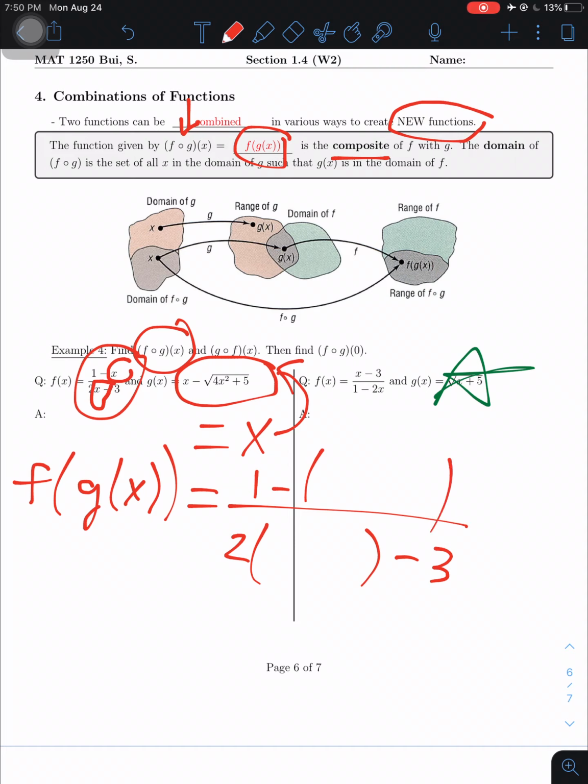Okay, so in place of X, I'm gonna write the whole G function. And G function in here is X minus square root of 4X squared. Okay, I'm running out of space. Let me get rid of that parentheses, and then plus 5, and then close parentheses now.